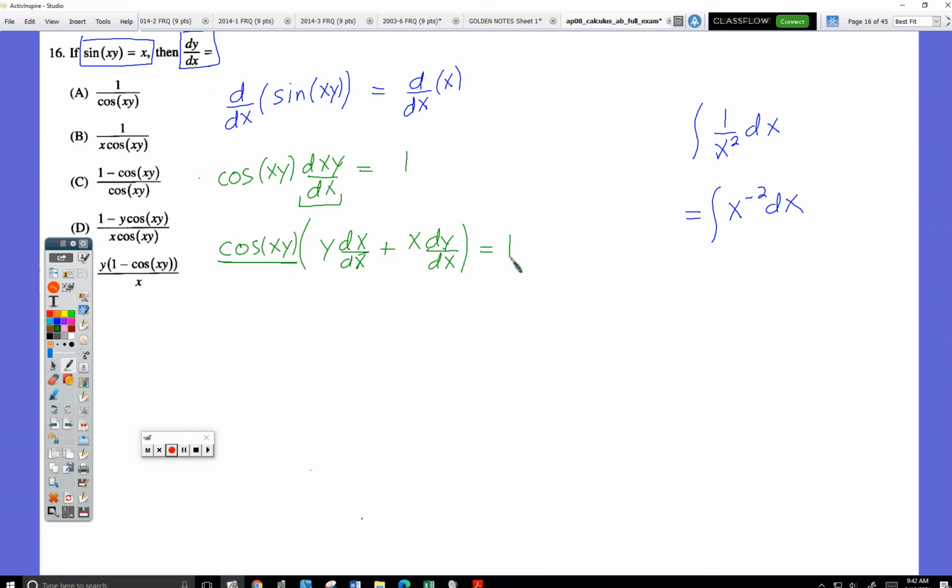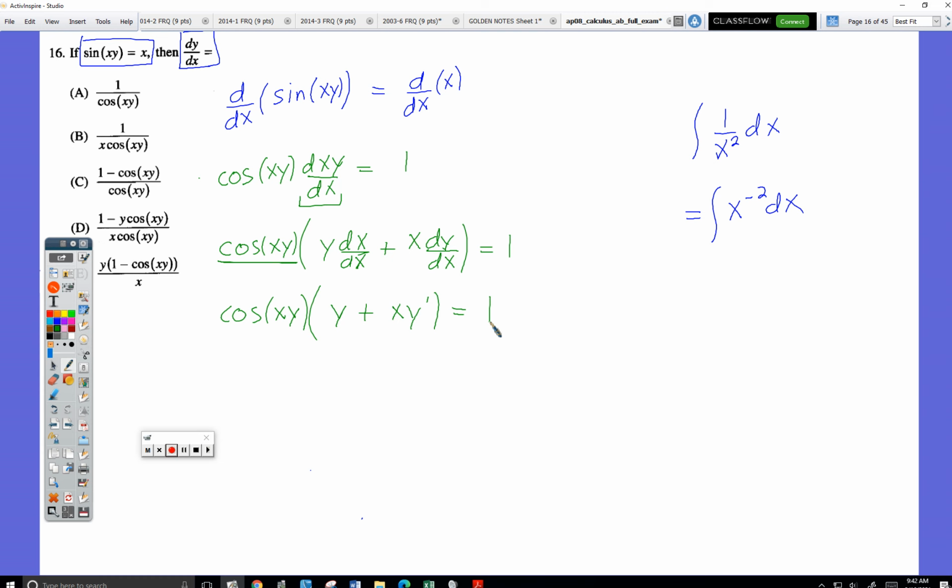Questions? Cool. So cosine xy times y plus xy prime. Now I have to get the y prime isolated, so hands up, what would I do next? Think with me, hands up. What do I do next? Got to get the y prime by itself.